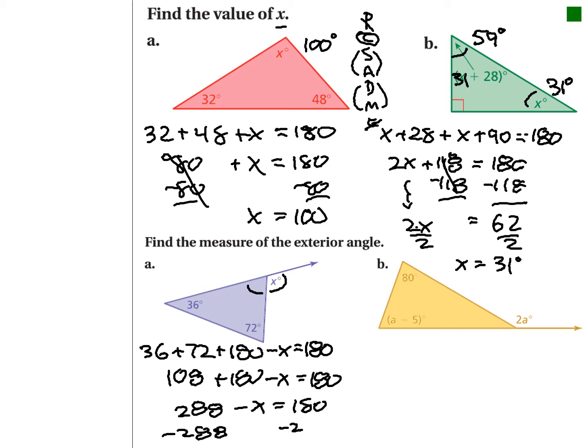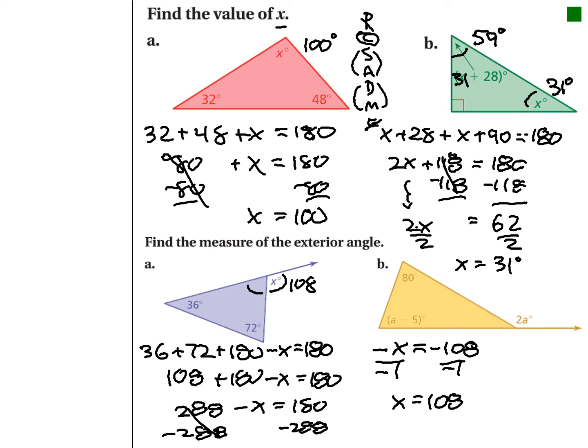We're almost there. But continuing, this makes 0. I'm going to bring this over here. Now watch, it's not x, but it's a negative x or minus x, because we've got to keep track of that sign right there. 180 minus 288 is a negative 108. And now we divide each of these by a negative 1. So x equals 108. All right, and so this angle right here must be 108 degrees.